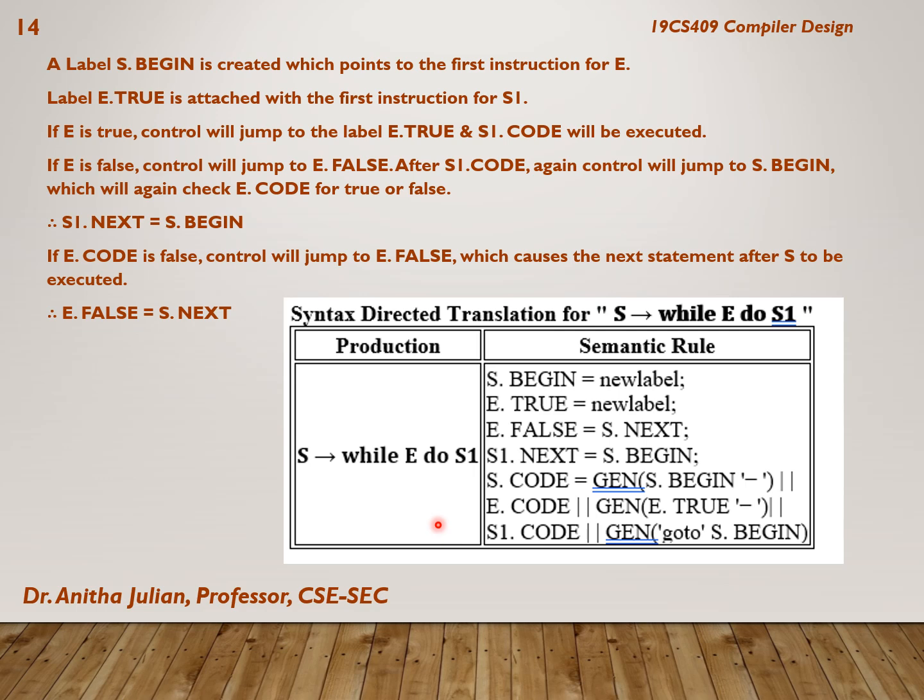So these are some of the important syntax directed translation schemes for the statements we have seen so far: assignment statements, Boolean expressions, and control statements which include the Boolean expressions. All this helps in our semantic analysis, which is the third phase of our compiler.